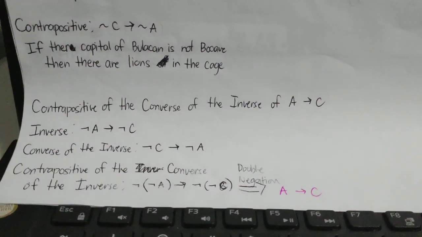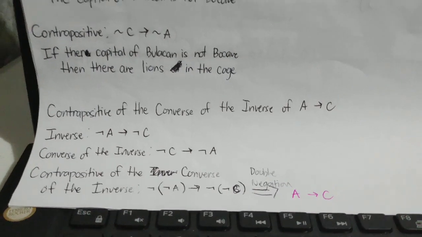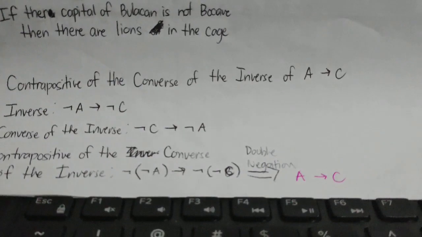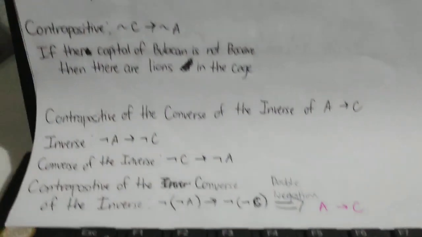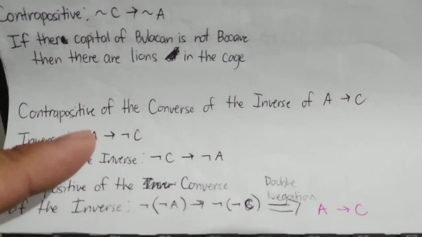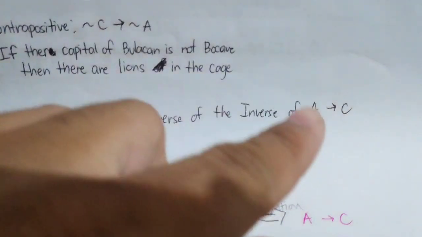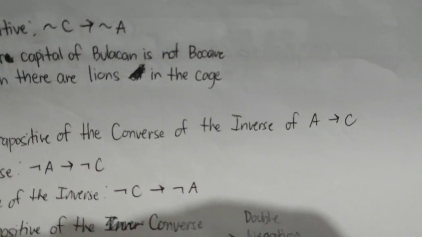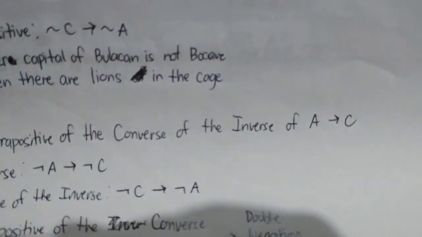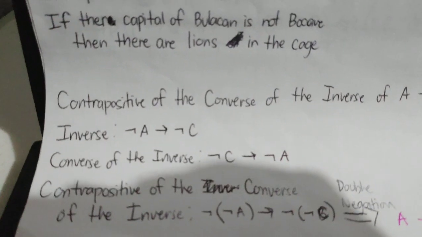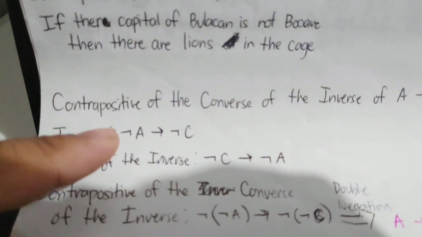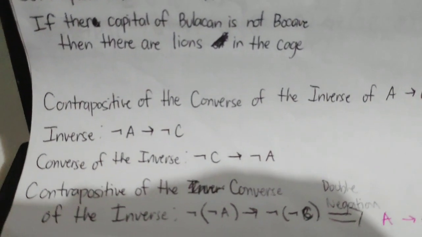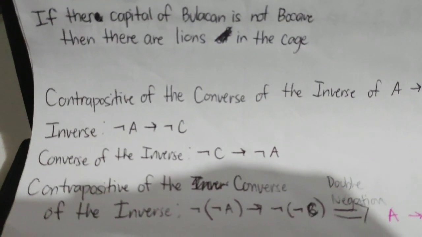Now if we have the combination of the different forms of the conditional statement, what is the contrapositive of the converse of the inverse of A implies C? How would you go about it? First, get the inverse of A implies C. The inverse of A implies C is simply negating the two propositions. So you will have the negation of A implies the negation of C.